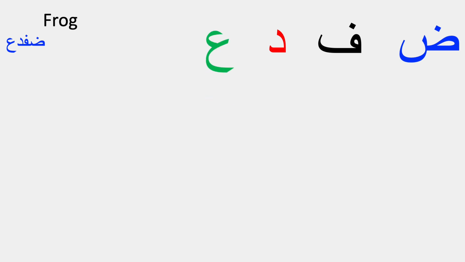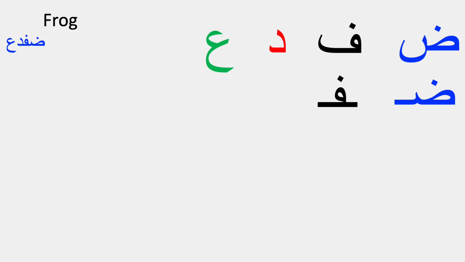Here is another example, the word frog in English. In Arabic, this word is ضفدع. I divide this word into its component letters. I get ضاد, فاء, دال, عين. I start the connection. The first letter ضاد connects with the following letter فاء, and it takes this shape. Then the fa can connect with the preceding and following letters, so it gets this shape.